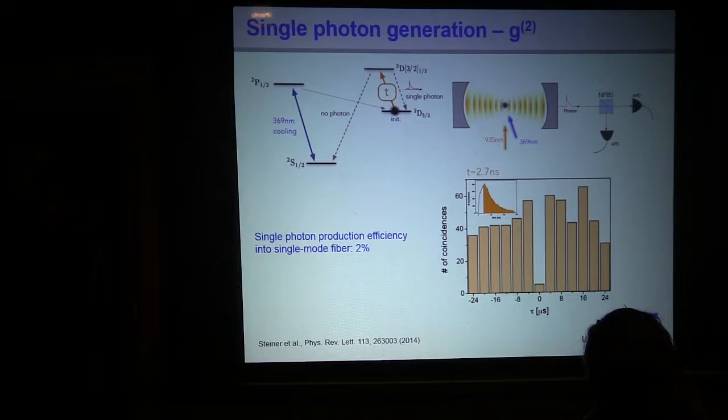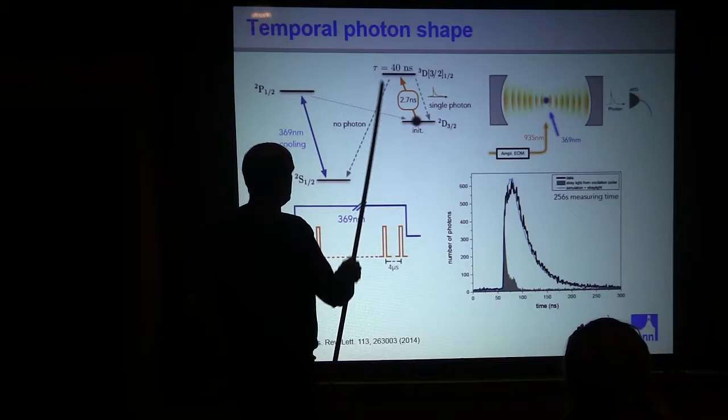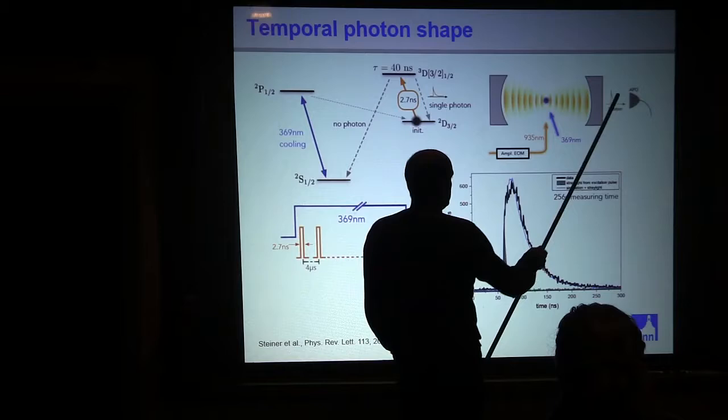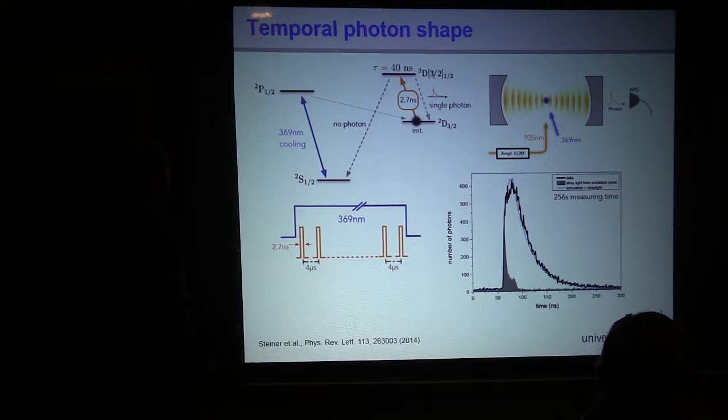We can then also study the temporal shape of the photons generated. Basically, same procedure as here with a fast switch, and then we time resolve the photon arrivals on the APD. And this is the shape that we're getting out. The photon is around 100 nanoseconds long. This provides us more or less with the measurement of the kappa, the cavity linewidth, because this determines the rate at which the photons can be extracted. So it gives us the last bit of characterization of the cavity.